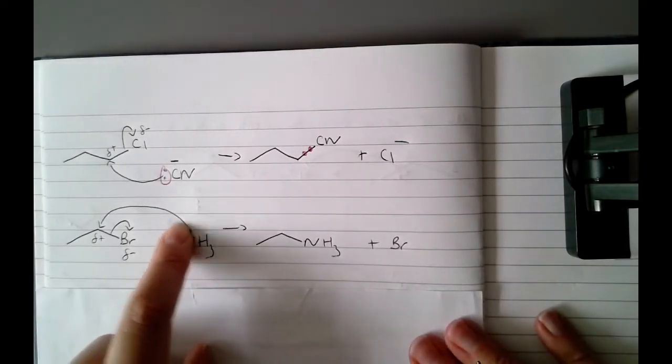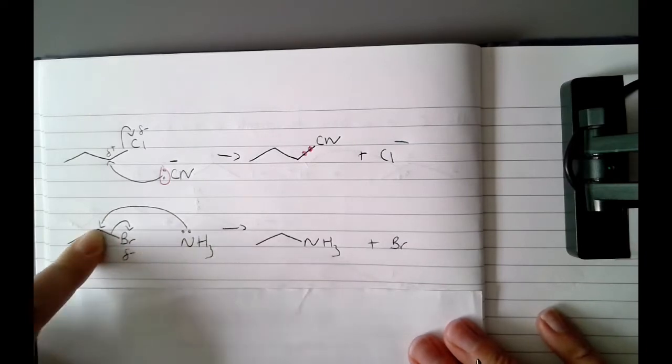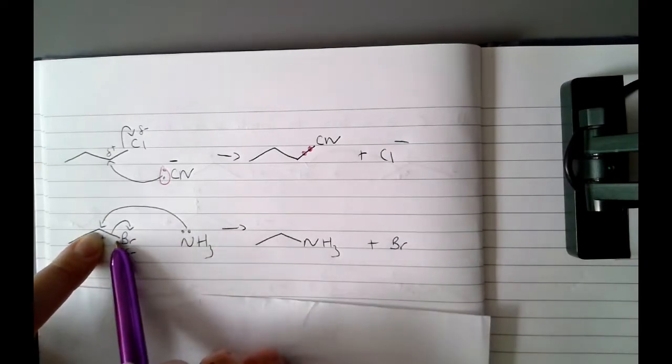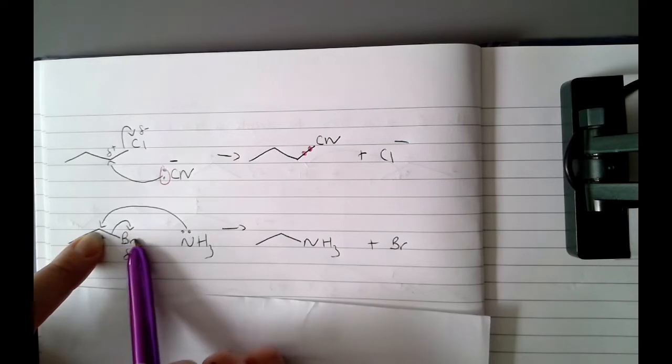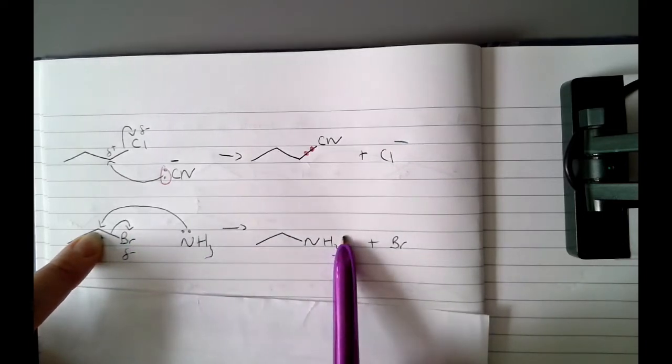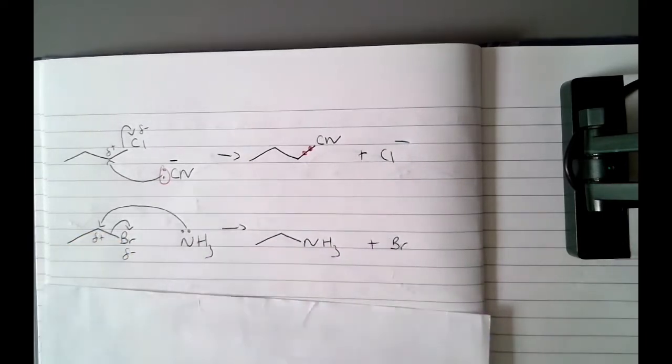All right, so this is the start of it without the charges. Nitrogen uses its electrons to form a new bond with carbon. To form a new bond with this carbon, the old bond must break, and the arrow shows me that it's the carbon-bromine bond that breaks. So I get the NH3 substituting in, the bromine is substituting out.